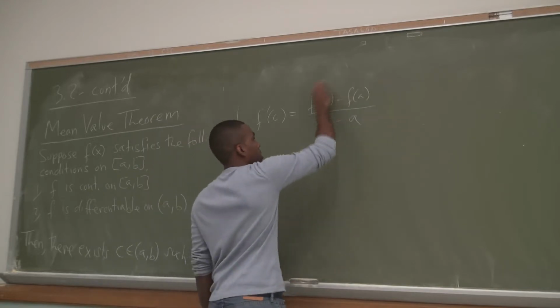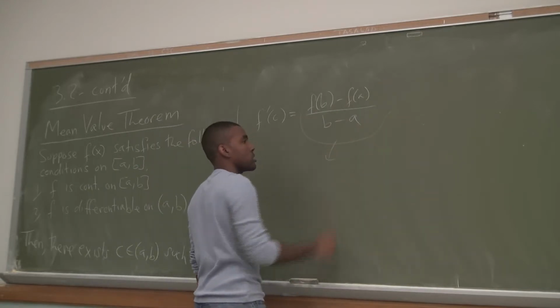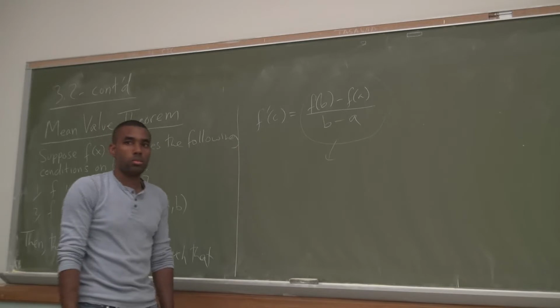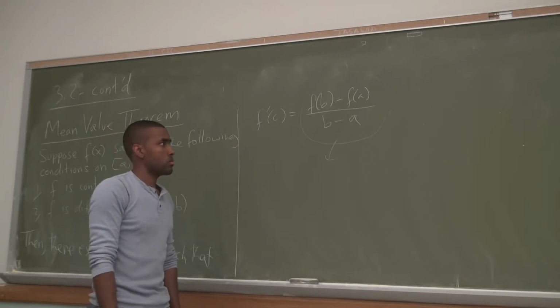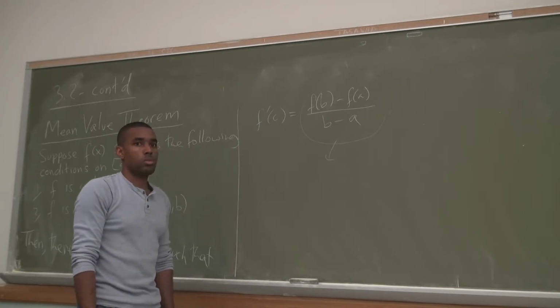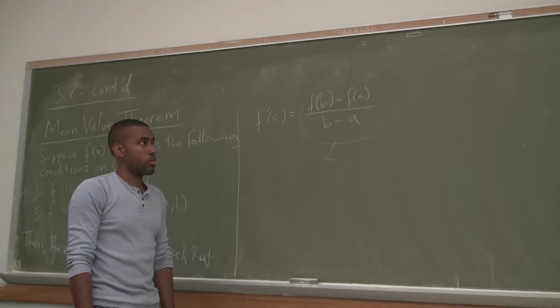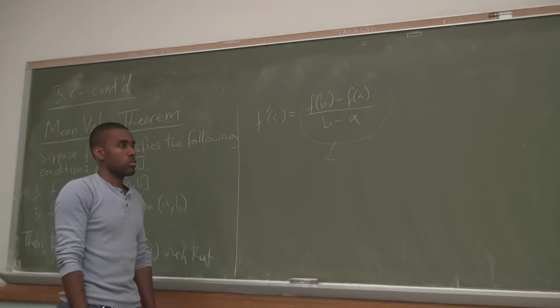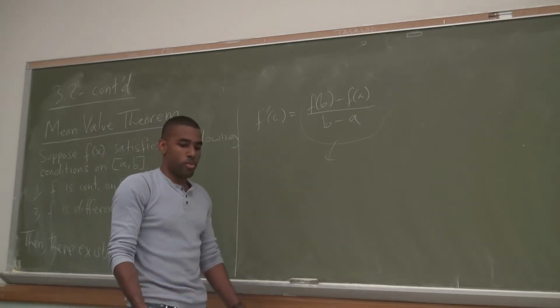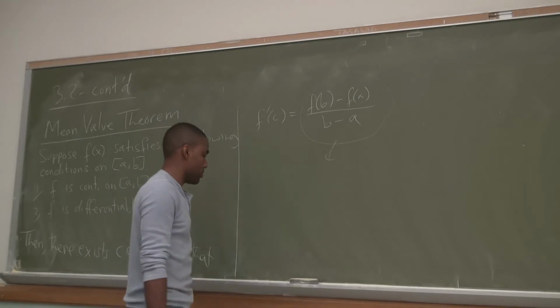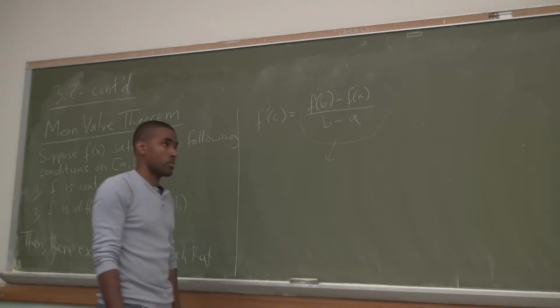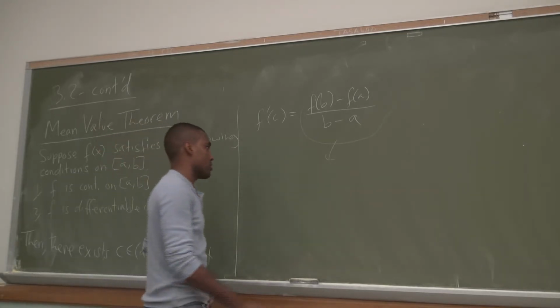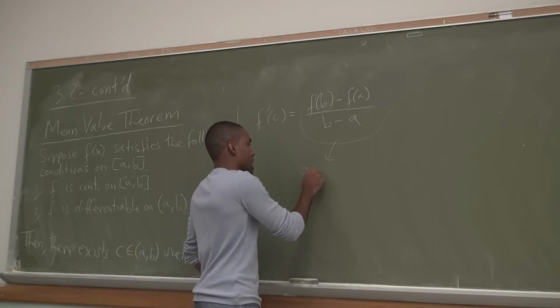Anyone remembers what this is? It's the secant one. We had a name for it. What is it called? Average rate of change.